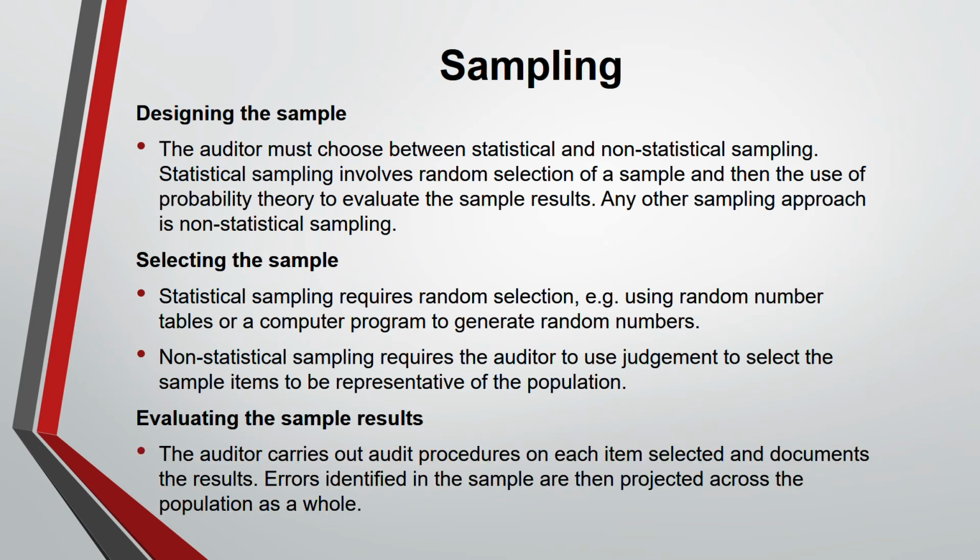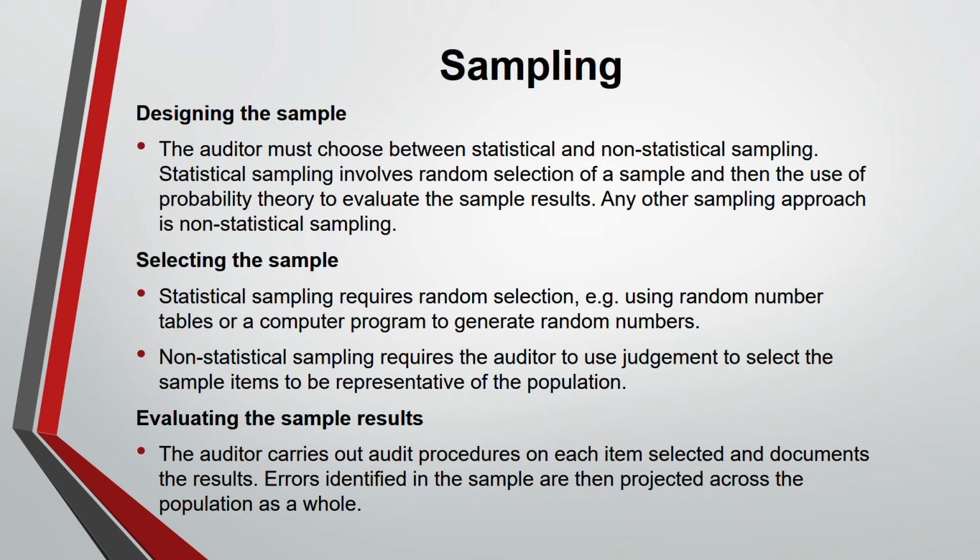The auditor carries out audit procedure on each item that is selected and documents the results. Audit procedures means all the list which I've given you before, that table, right? Review, inspect, observe, recalculation, reperformance, analytical procedure, all those things now you are doing on all the items that is selected in the sample. And then you are documenting the results also. What is the result?